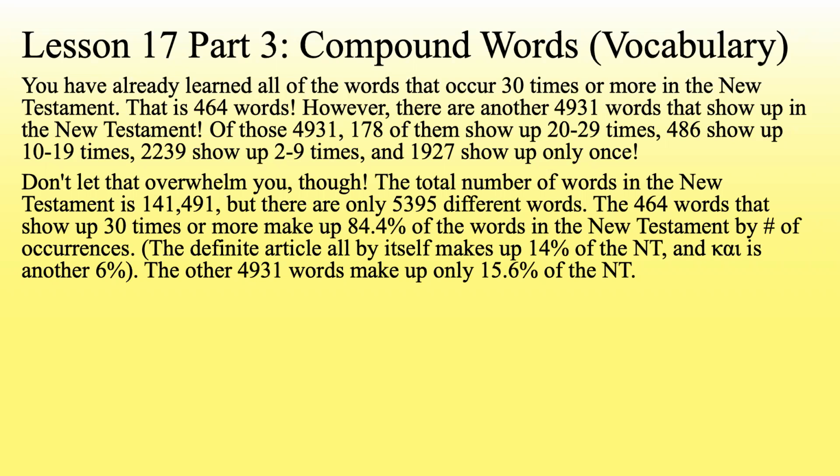The total number of words in the New Testament is just over 140,000, but there are only a little over 5,000 different words. The 464 words that show up 30 times or more make up 84.4% of the words in the New Testament by number of occurrences. The definite article all by itself makes up 14% of the New Testament, and Kai is another 6%. The other 4,931 words only make up 15.6% of the New Testament.